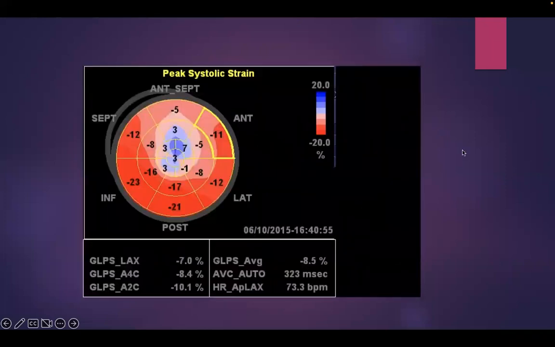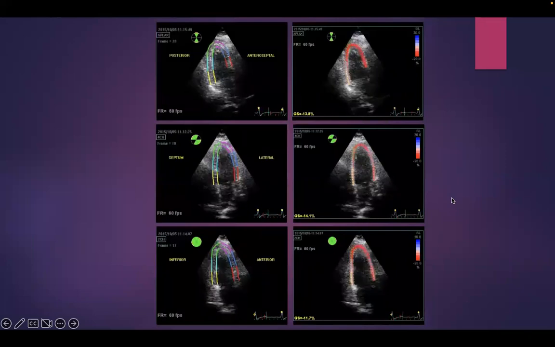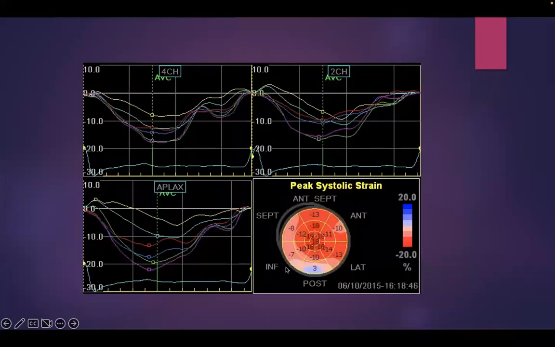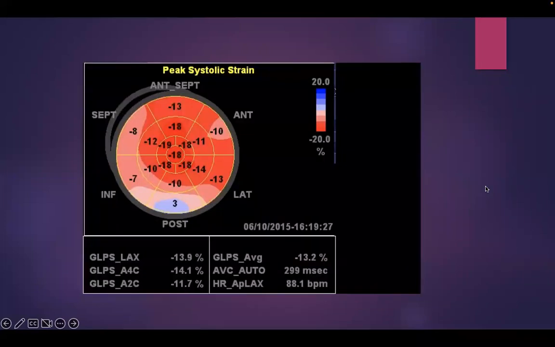So I'll not go into details. This is another example wherein we can see that the global strain is reduced and the individual segmental strain is also reduced. Here you can see in the posterior segment, the infero-posterior wall is hypokinetic or dyskinetic.